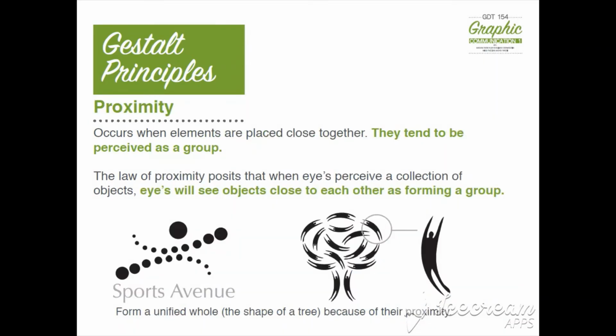Proximity occurs when elements are placed close together. They tend to be perceived as a group. The law of proximity posits that when eyes perceive a collection of objects, eyes will see objects close to each other as forming a group. Okay, so let's have a look at the example here. So this is a sport avenue.